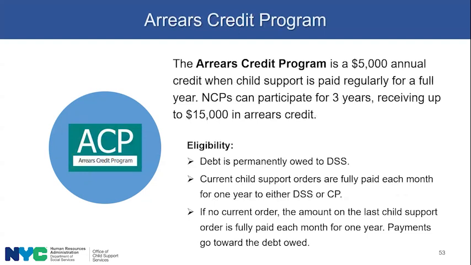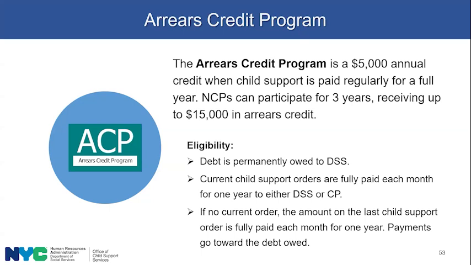Arrears credit is a $5,000 annual credit on debt permanently owed to DSS when child support is paid regularly for a full year, and NCPs can participate for 3 years, receiving up to $15,000 in arrears credit. Again, to be eligible, the debt's got to be permanently owed to DSS. Current child support orders have to be fully paid each month for the entire year, whether that payment is currently going to DSS or to the custodial parent. If there's no current order, the amount on the last child support order is fully paid each month for a year. Payments go toward the debt owed.